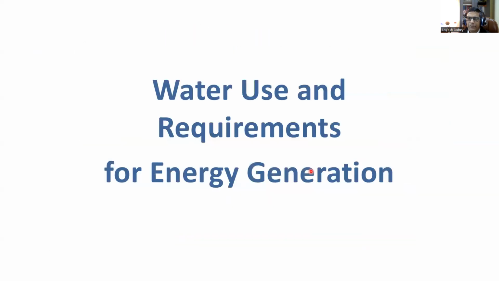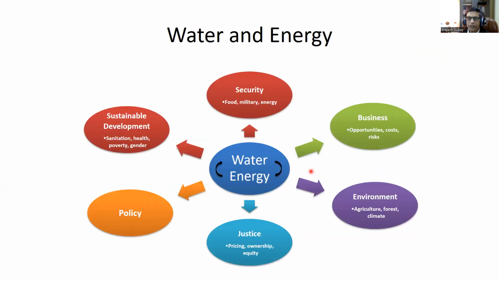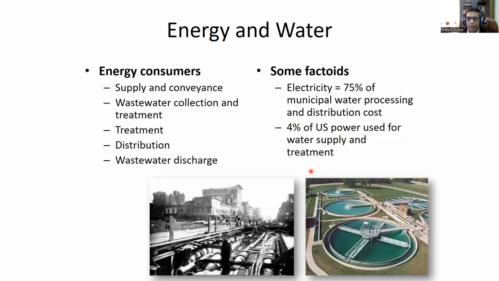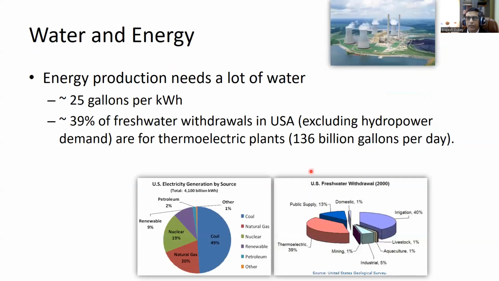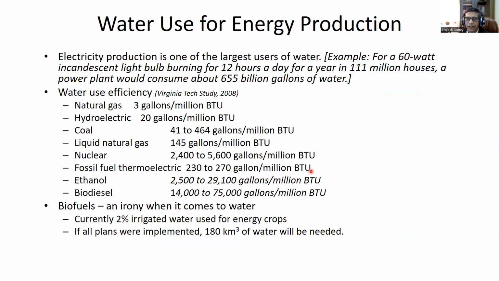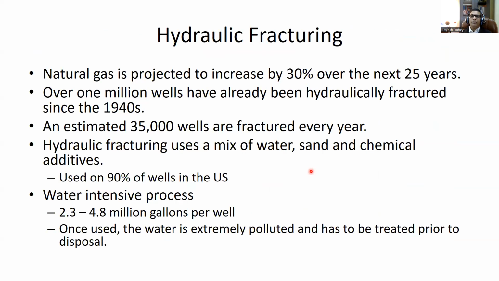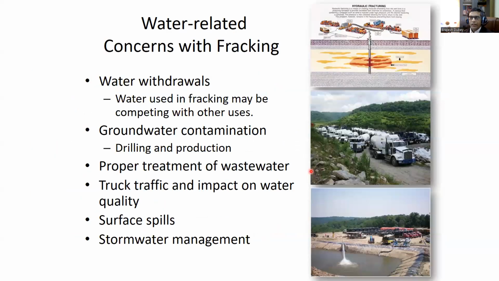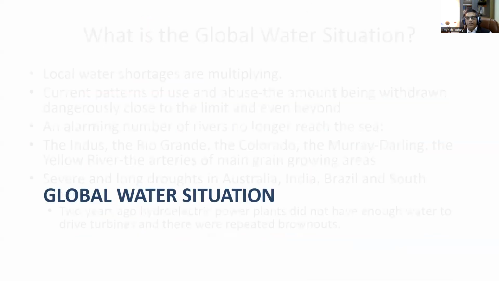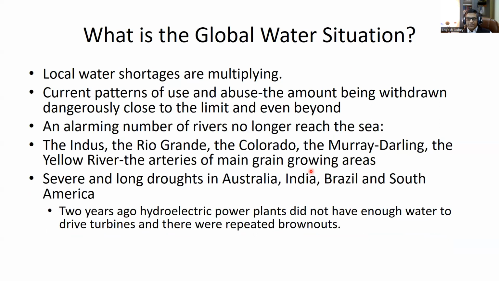So food loss is there. Water is being used for energy and other purposes as well. So energy and water are connected. Water is used for energy production. Electricity consumes 20% of the water, excluding agriculture. Then people are also going for hydraulic fracturing to generate fuel. But how good is hydraulic fracturing in terms of its environmental footprint? Those calculations can be done using LCA.